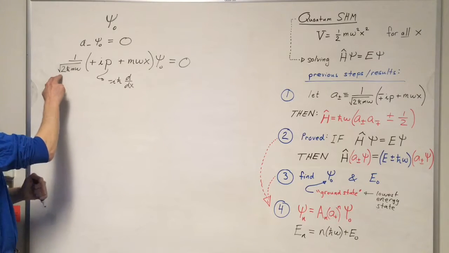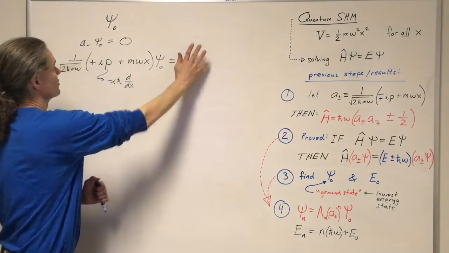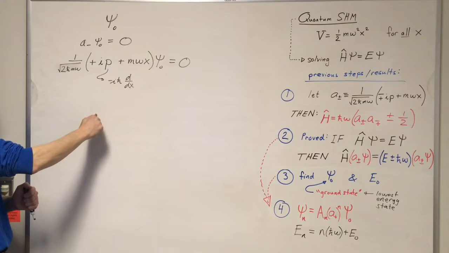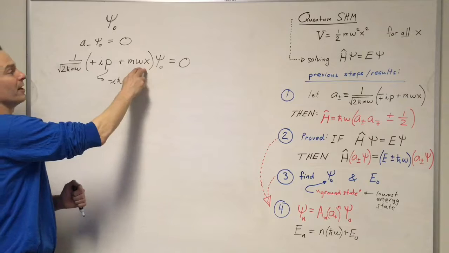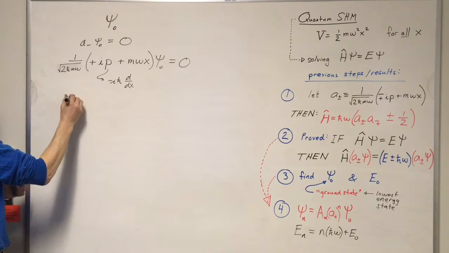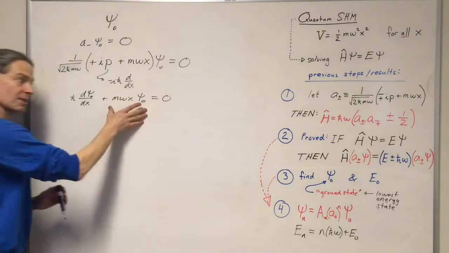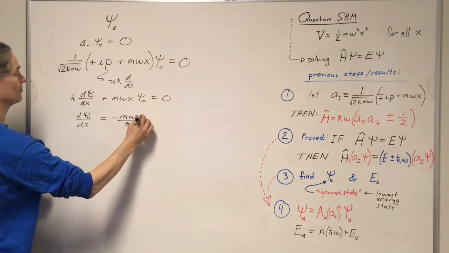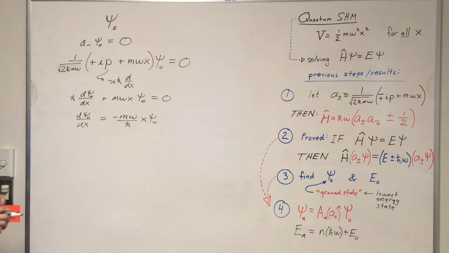All right, so we can multiply both sides by this square root factor, so it'll be gone from here, and 0 times anything will give us 0. i times minus i gives us 1. So we'll have h bar d dx psi sub 0 plus m omega x psi sub 0 equals 0. So let's write that out. We can take this to the other side of the equation. And I've also divided both sides by h bar.